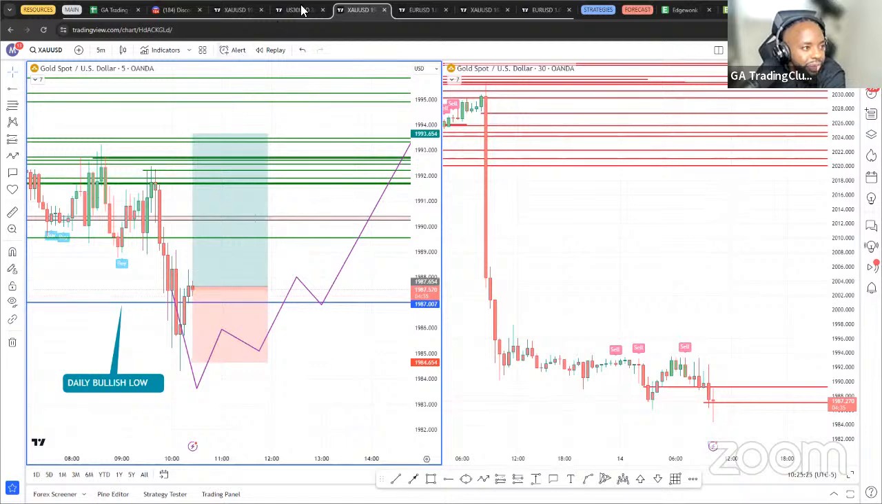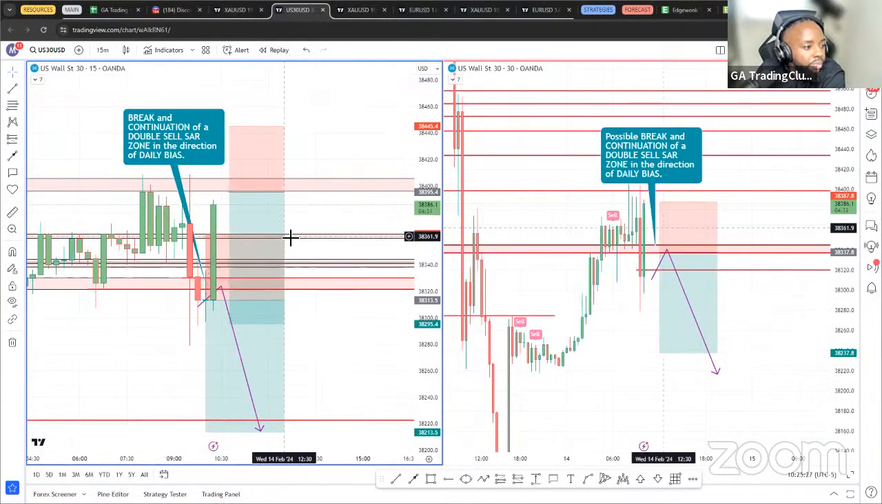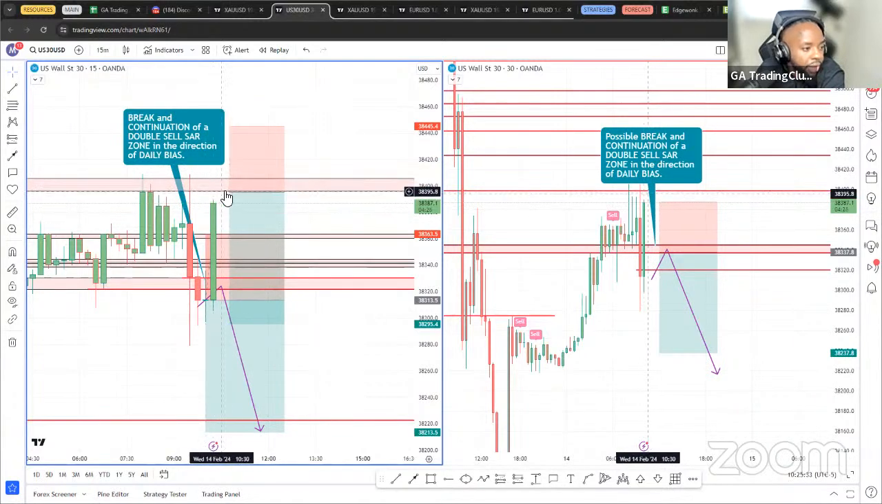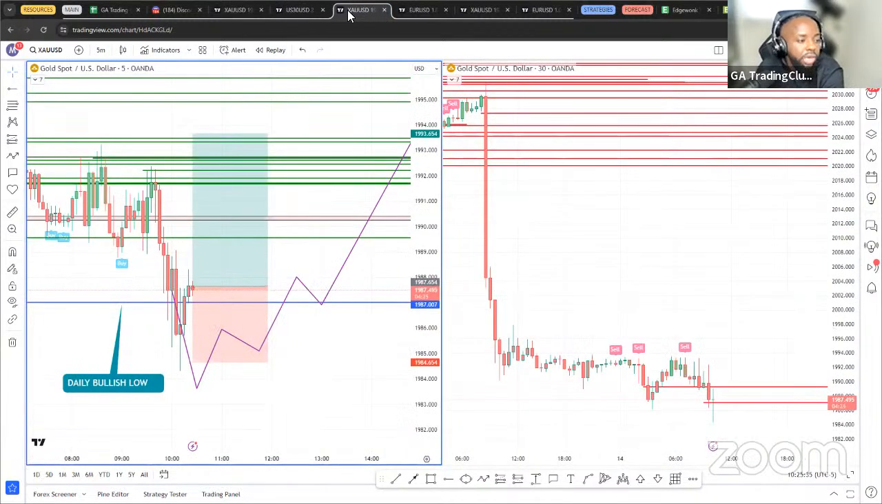So hopefully I didn't get in too early. And US 30, if anybody else has any room for other trades, that would be a test and rejection setup. But for me, since I'm only doing two trades a day, this will be my last trade of the day. If I do win this trade, I'll still be up. I'll be up 1% for the day. If I lose the trade, I'll just be down 2% for the day.